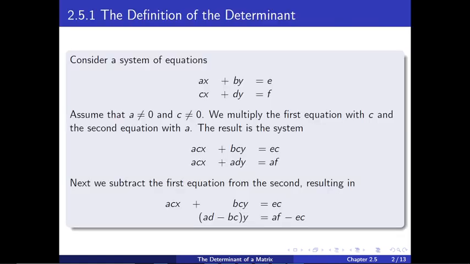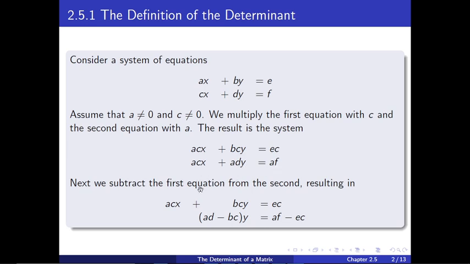Right. So consider a system of equations: ax plus by is equal to e, and cx plus dy is equal to f, and assume that a and c are both not equal to 0. So if we multiply the first equation by c and then the second equation by a, we get this system: acx plus bcy is equal to ec, and then acx plus ady is equal to af.